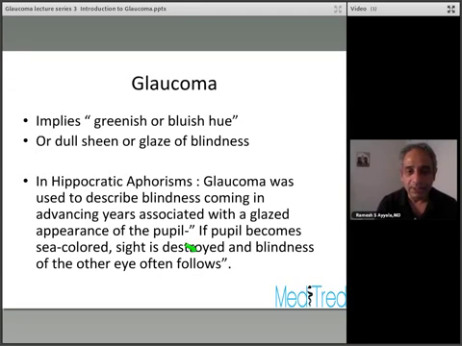correctly, this glaucoma, blindness in the other eye follows in the near future, and so they recognized that glaucoma is a bilateral disease process. Having said that, they did not identify glaucoma as a separate entity at this point.